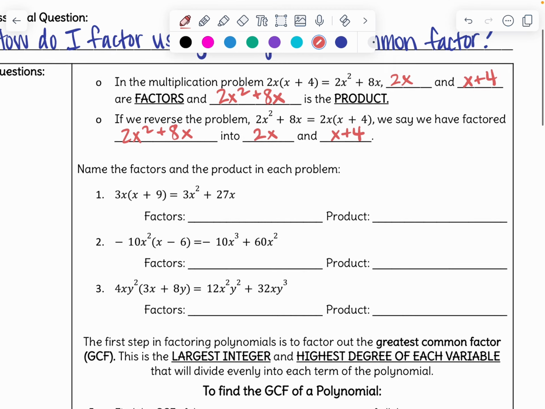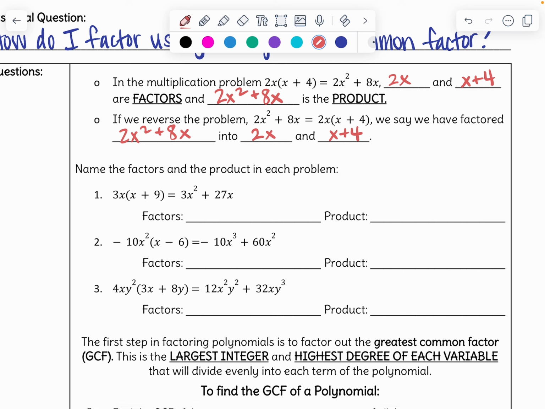In the previous objective, we learned how to multiply, and now we are reversing that. We are going to factor polynomials. Let's make sure we understand what are factors and what is the product. In number 1, we have 3x times x plus 9 equals 3x squared plus 27x. The factors are what's being multiplied together, which is 3x and x plus 9. The product is 3x squared plus 27x.